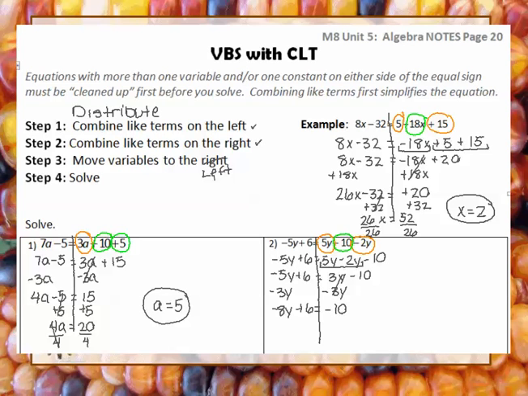Now I can solve it like a regular equation. I need to get rid of the constant, so I have to subtract 6. So I'm left with negative 8y is equal to negative 16. Divide by negative 8 on both sides to get rid of it from the y, and I'm left with y is equal to 2.